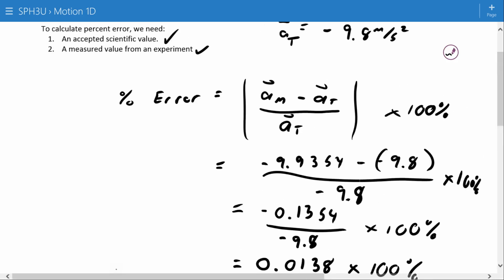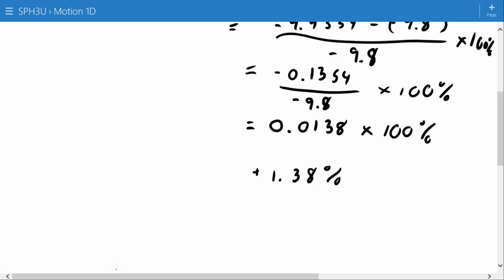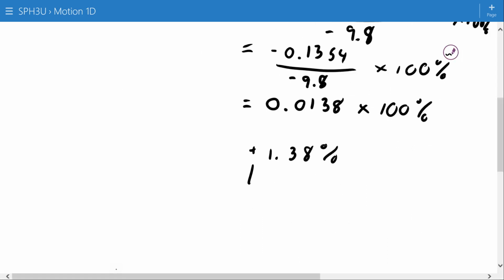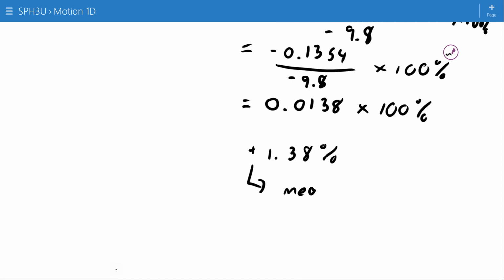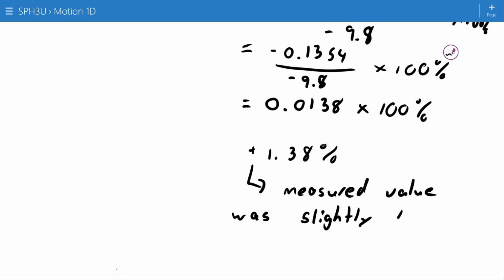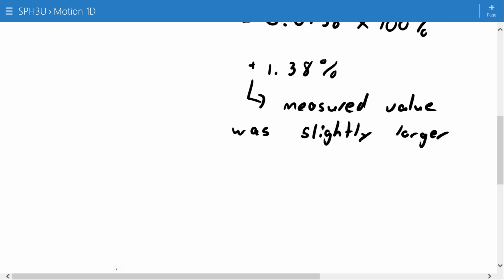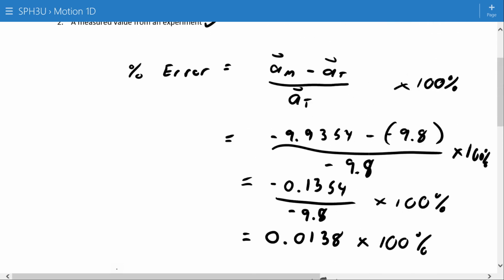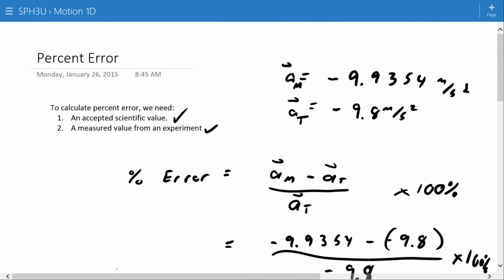Now we'll notice here that the sign turned out to be a positive, and I did not absolute value at the beginning. So that positive sign tells you that my measured value was slightly larger than the value accepted, as we've taken it as negative 9.8 meters per second squared. So that's how you do a percent error calculation.